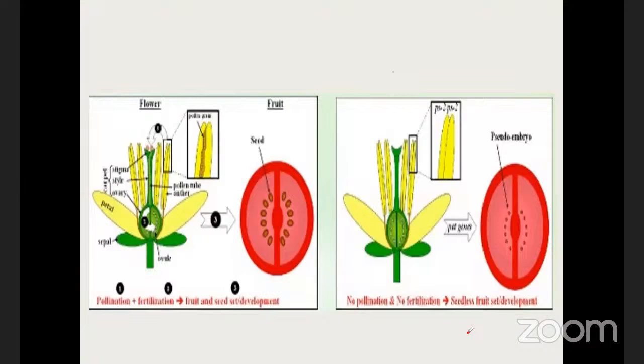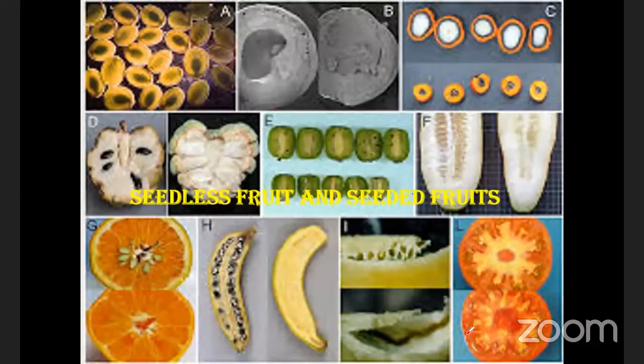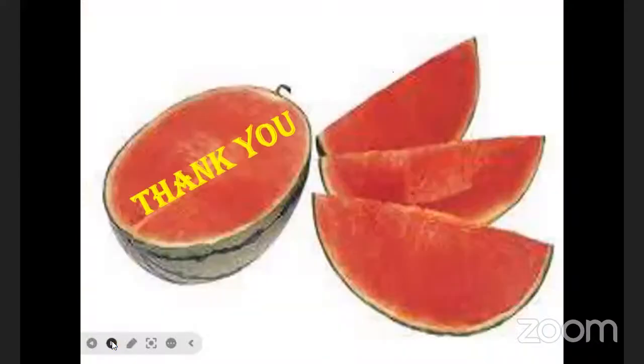This is the seedless fruit and seeded fruit. You see, seedless and seeded fruit are both there in the market. Seedless fruit is parthenocarpy. Seeded fruit is from normal fertilization. This is happening on our side. Okay, thank you. With this, I'm concluding.